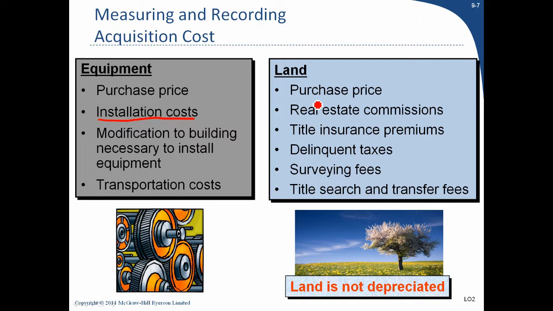Land, purchase price, and then a lot of commissions. And I mean, we don't need to know each of these. You just need to understand that costs which appear to be an expense can actually be capitalized. Capitalized meaning the debit goes to the asset as opposed to the expense. Land is not depreciated.